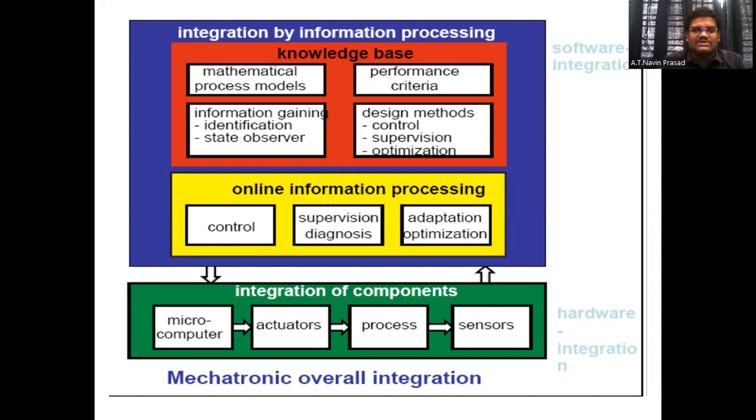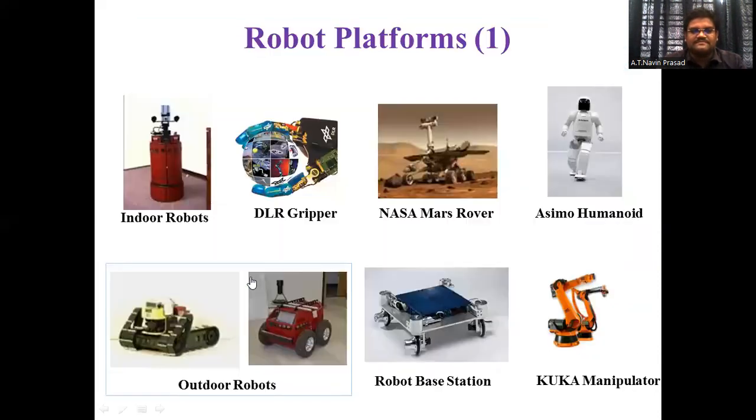The first portion, integration by information processing, is nothing but the software integration, and at the bottom we have the integration of components, which is nothing but the hardware integration. Integration by information processing is carried out by the software, and integration of components is carried out by the hardware that we use in the processes. So hardware plus software integration is the overall integration of the mechatronic system.